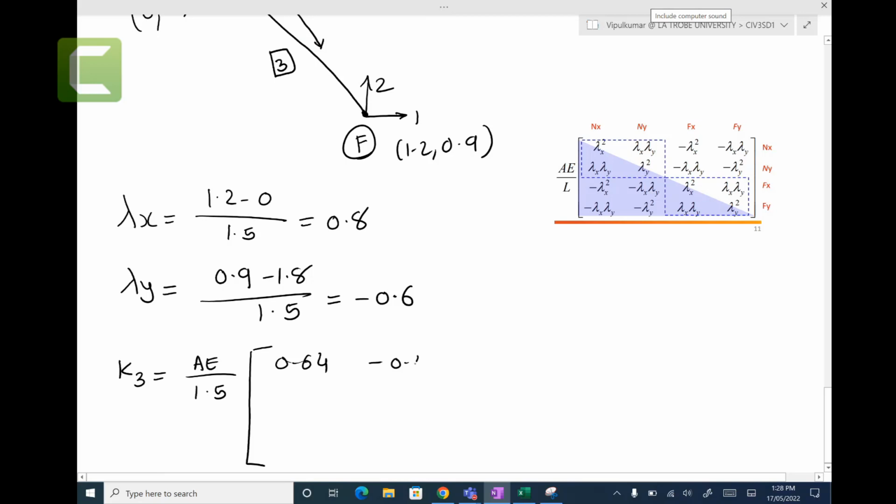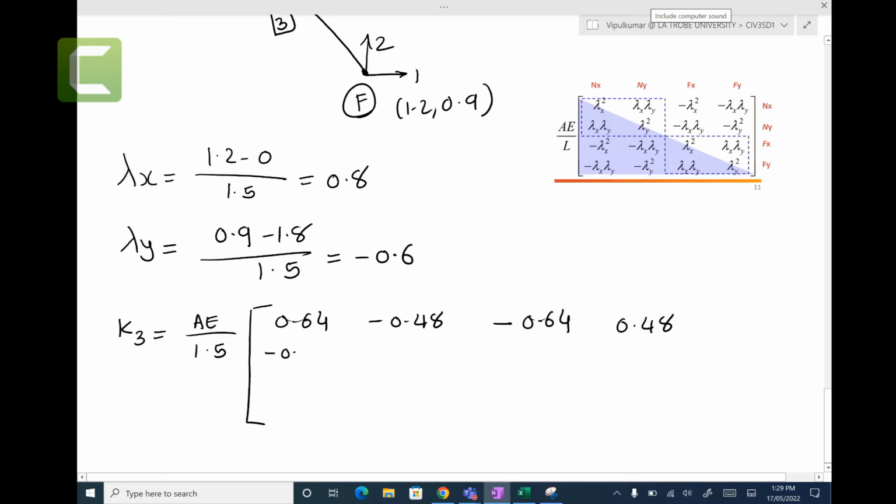0.8 times 0.6 minus 0.48. So this is a minus sign, and 0.8 squared is 0.64. And this one is a minus sign, and I will write it out for you, 0.8 times minus 0.6. Sorry, minus 0.6. So that becomes positive 0.48. I hope it makes sense.